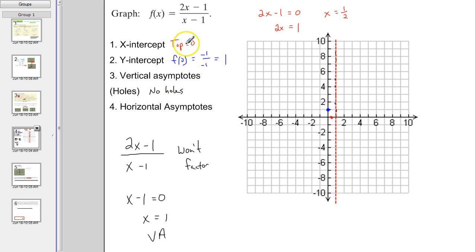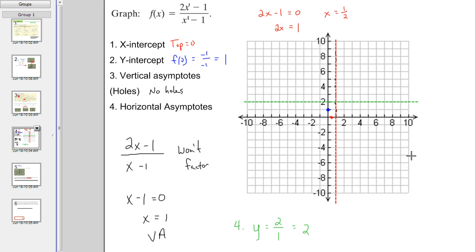Alright, then the horizontal asymptote. This is degree 1 on the top. This is degree 1. So for number 4, I'll do it in green. Number 4, the horizontal asymptote is y equals, it's the same degree, leading coefficient top, leading coefficient bottom. y equals 2 is my horizontal asymptote. Alright, so I'm going to come in here to 2, make that horizontal dashed line.